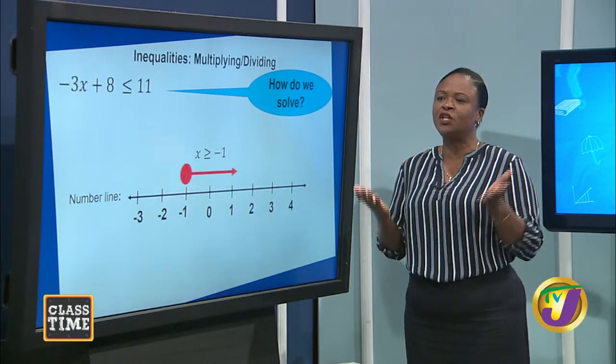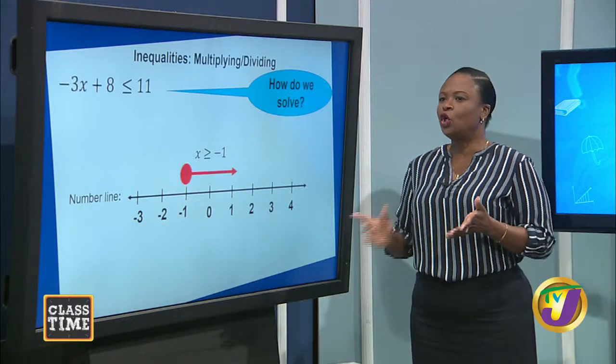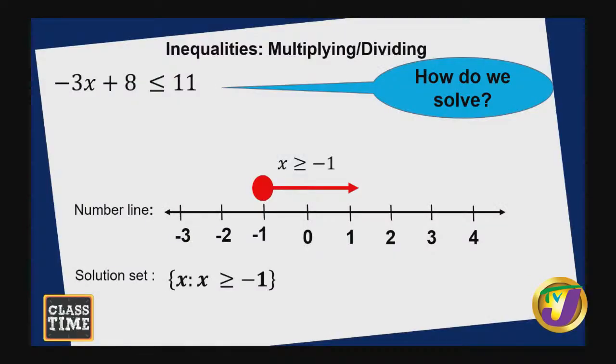And what would the set builder notation be? What would it look like? X is such that x is greater than or equal to negative 1. Okay. So it's no different from what we would have been doing earlier. Yes, just bear those things in mind and be aware of what happens when we divide or multiply by a negative and do work accordingly. Okay. Right. So let's look at this one.